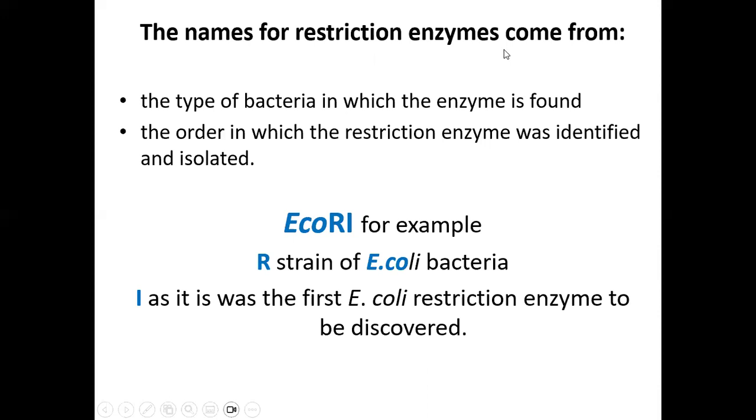Then coming to the nomenclature of the restriction enzymes. The nomenclature of the restriction enzymes, first of all, also depends on the source or the name of the bacteria from which it is isolated. So Eco stands for Escherichia coli. R stands for the strain of E. coli from which it is isolated, and 1 stands for the first restriction enzyme that has been identified from E. coli.